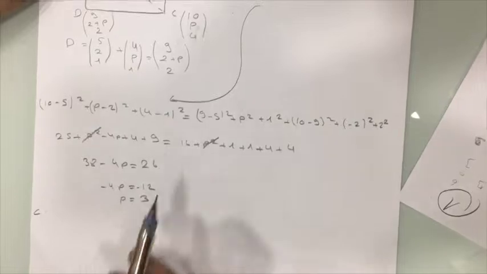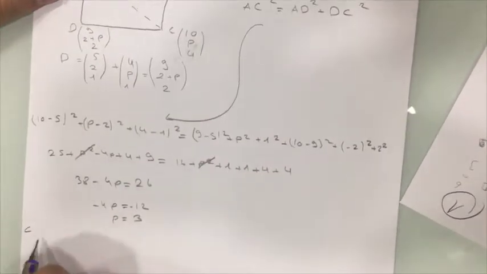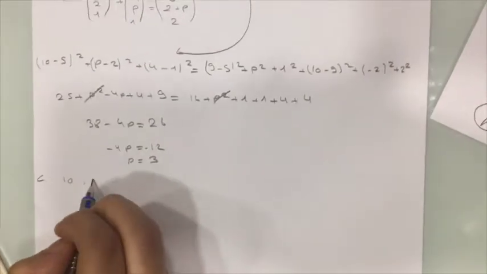For part C, we have already found the coordinates of C. We just have to change the value of 3 with P, so it makes us (10, 3, 4).